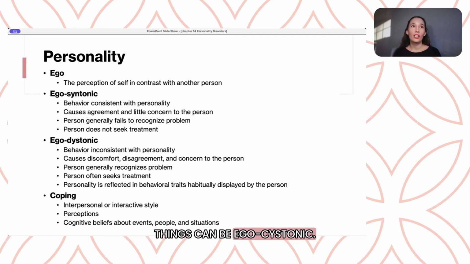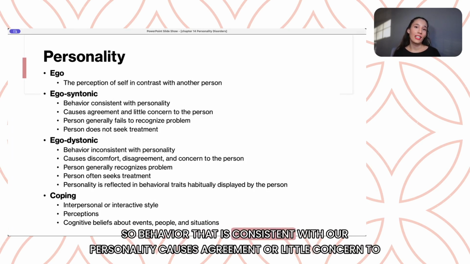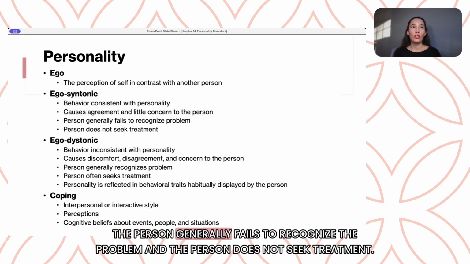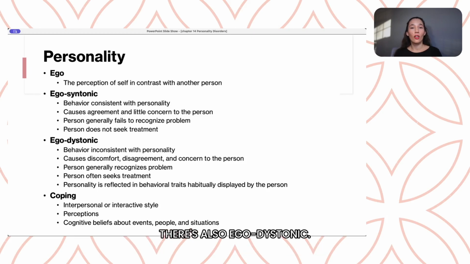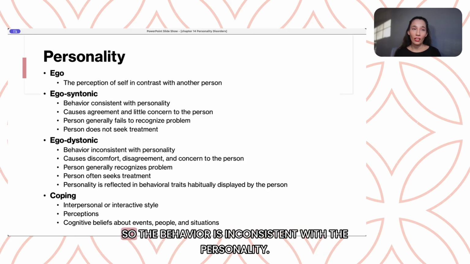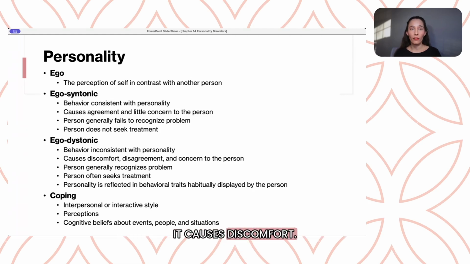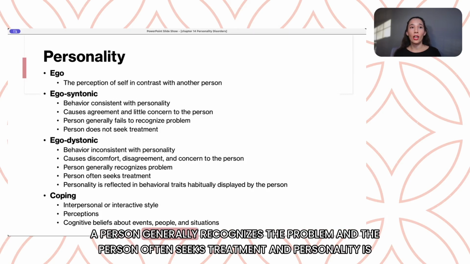Things can be ego-syntonic, so behavior that is consistent with our personality causes agreement or little concern to the person. The person generally fails to recognize the problem, and the person does not seek treatment. There's also ego-dystonic, so the behavior is inconsistent with the personality. It causes discomfort, disagreement, and concern to the person. A person generally recognizes the problem, and the person often seeks treatment.